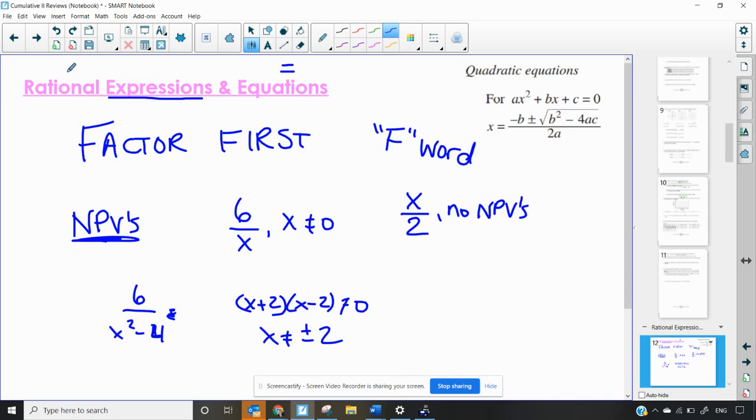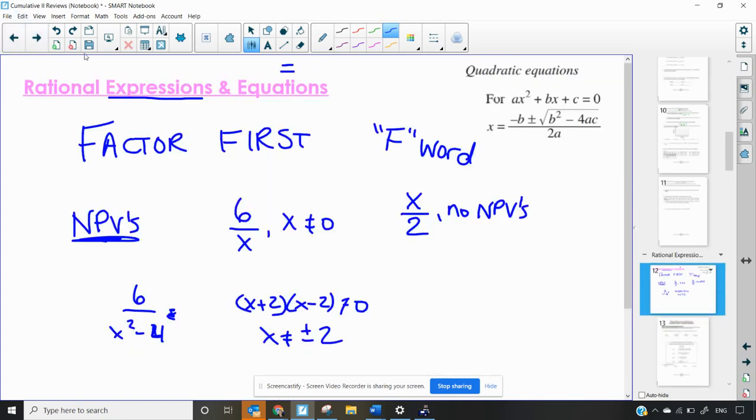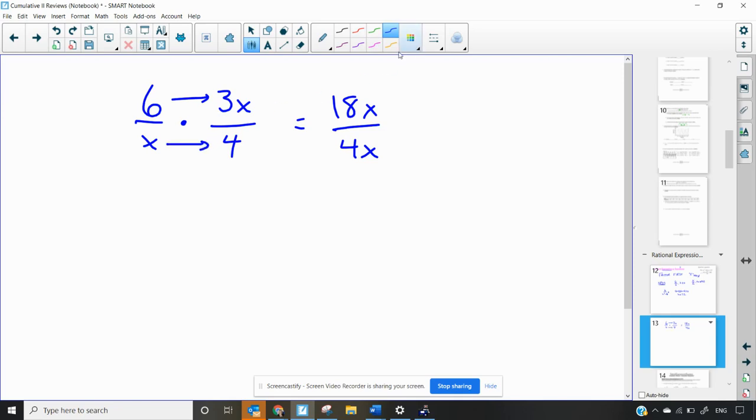Now, when we get into simplifying expressions, we looked at a couple different things. We looked at multiplying and dividing rational expressions. So if I had 6 over x times 3x over 4, we would multiply straight across. So 6 times 3 is 18. So I'd have 18x over 4x. And I would then be able to simplify.